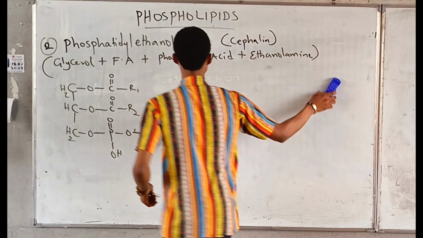Now, condensation will take place between the OH of the glycerol and the OH of the fatty acid. And you know, in a condensation reaction, water is given off, right? So water is H2O, or HOH. So this whole stuff here will be going out, right? Water is going out. Then a bond is formed. The same thing happens to this second one.